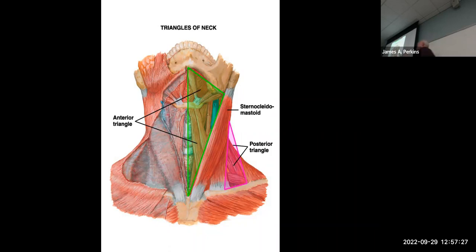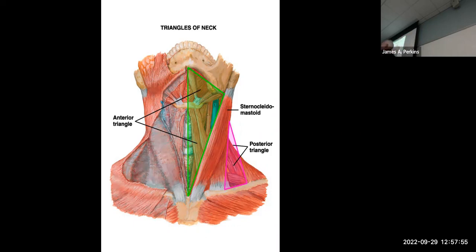So the whole neck is divided into these two large triangles: posterior triangles that sit posterior to sternocleidomastoid and anterior triangles that sit anterior. And this is just the way that anatomists have dissected the neck for decades. They start with one triangle and then move on to the other, just because it's more convenient to dissect it that way.